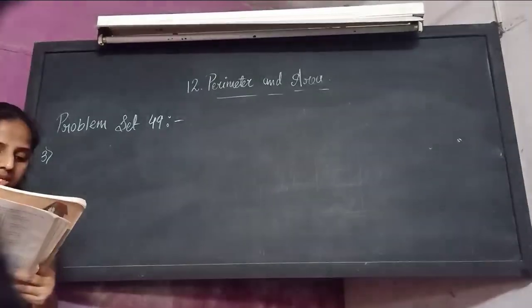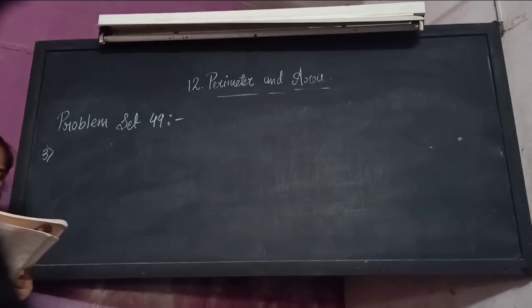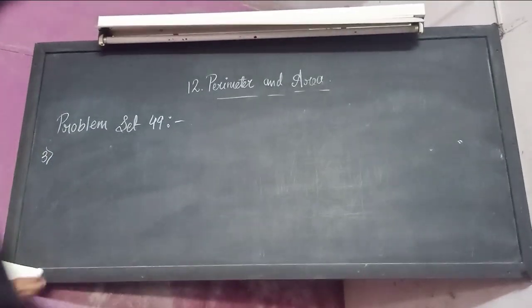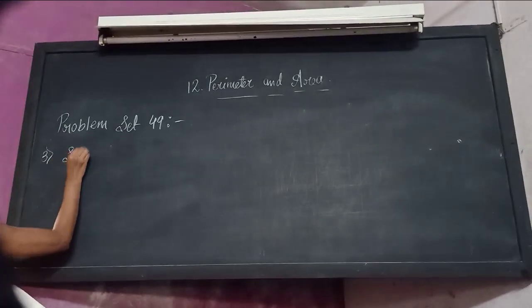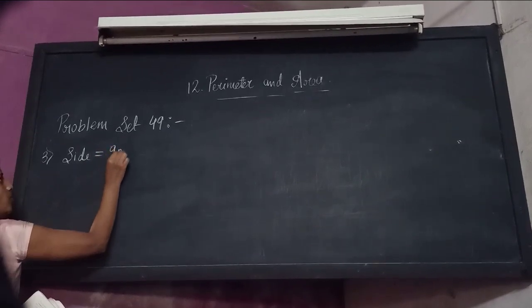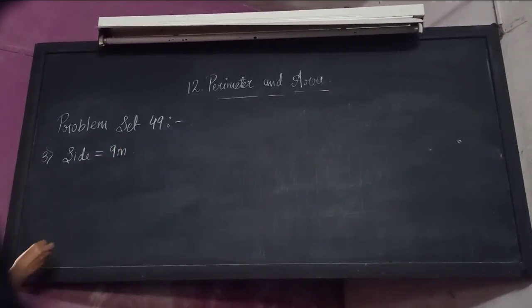Now let's move to the third question. Each side of a square is 9 meter long. Find its perimeter. Now here the side of the square is given. The side is equal to how much? 9 meter. We have to find out the perimeter of the square.